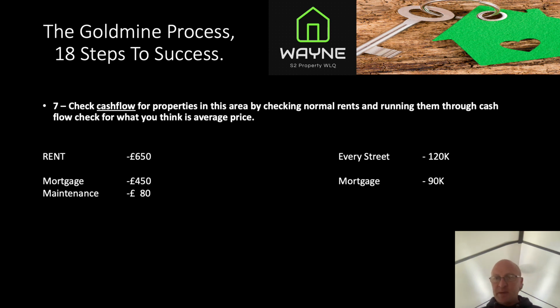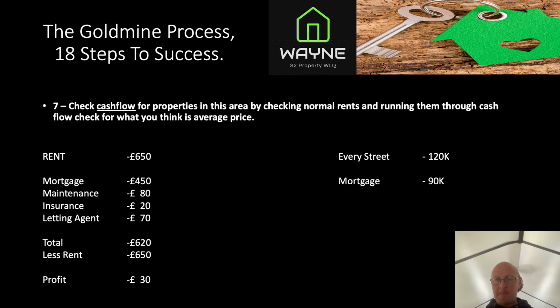Minus the maintenance of £80 per calendar month, because the average 3 to 4 bed costs about £1,000 a year, okay? Minus £20 per calendar month for insurance. Minus letting agent fees coming in at £70 a month. You make sure the money you've got left is enough when you times it by 11. Why 11? This allows a property to be empty for 1 month of the year due to a tenant change, and the cash flow must cover the rent for that month.